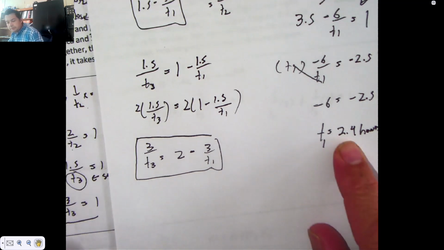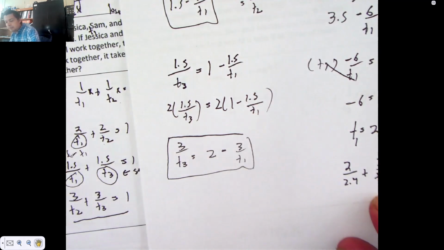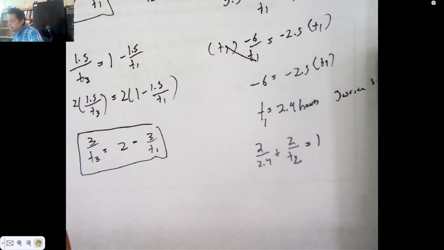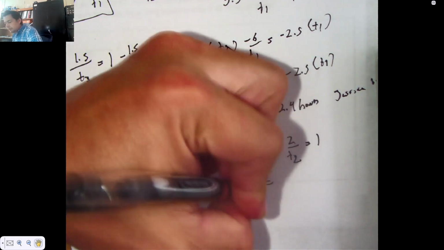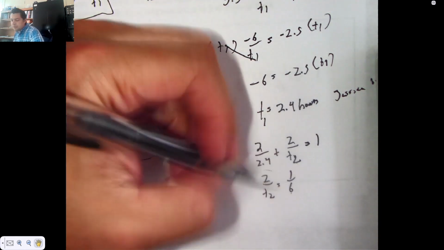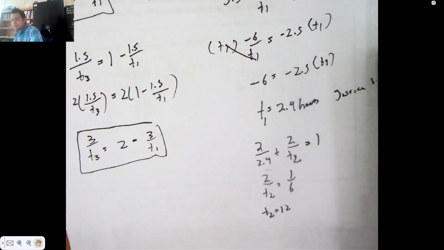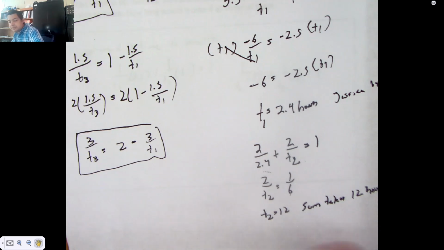since I know that this is 2.4, I can plug it in right here and get time 2. 2 over 2.4 plus 2 over time 2, which is Sam, is 1. So 2 divided by 2.4, 1 minus that. 2 over time 2 should be a sixth, 1 over 6. Kind of cross multiply here. T2 is 12. Sam takes 12 hours. Wow, Sam is slow. They said he was slow.